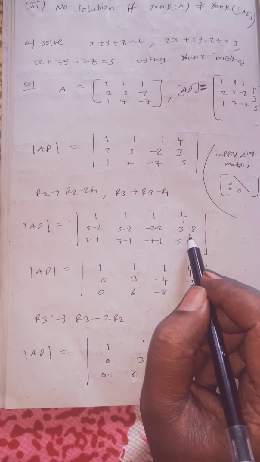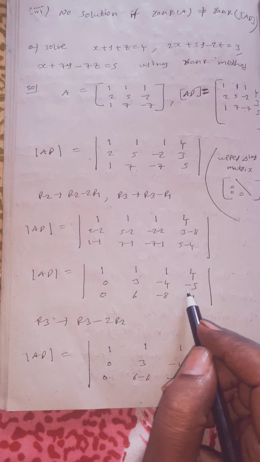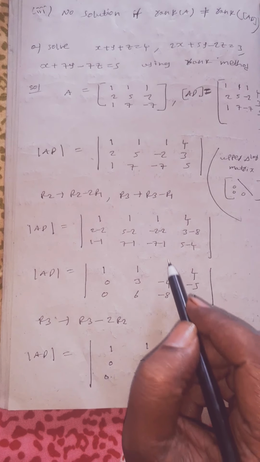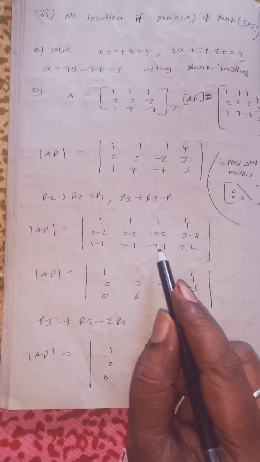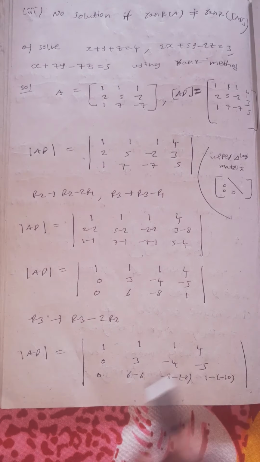Why? Because the bigger number has the negative symbol. That's why, right? Minus 1 minus 1 is 0. 7 minus 1 is 6. -7 minus 1 is -8. Next, here 5 minus 4 is 1.